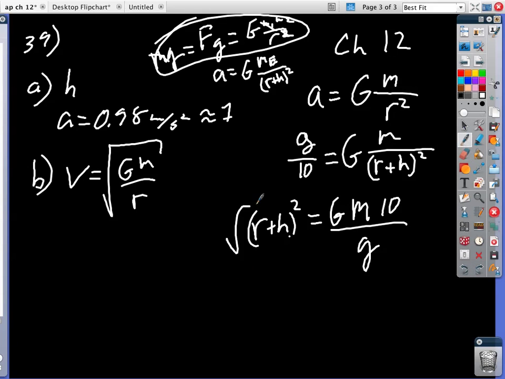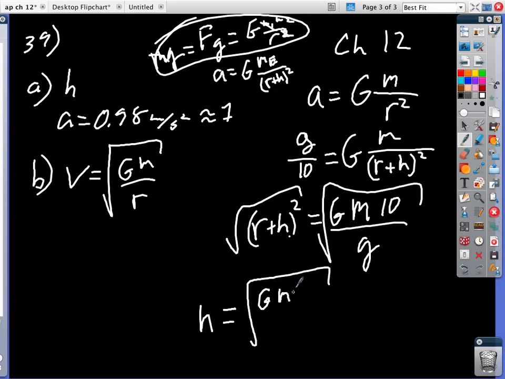Elsa's suggestion is just take the square root of both sides, and then you get h is going to be equal to the square root of this gobbledygook mess right here, minus r. It's easier. Yeah, that's good. Because they asked for 10% in the problem. They said, where is the acceleration 10% of g? And now we just gotta solve that. Yeah, and so solve it and get whatever you want.